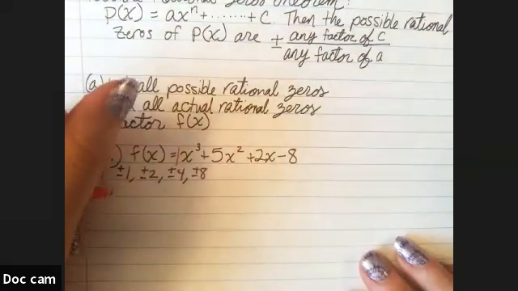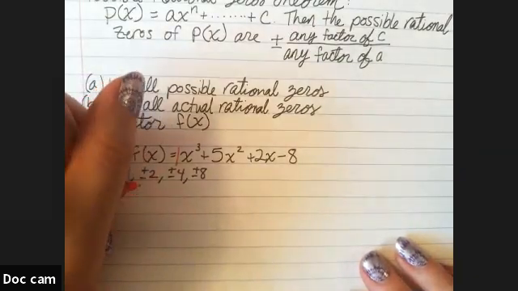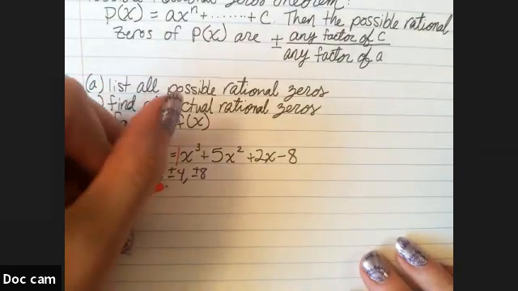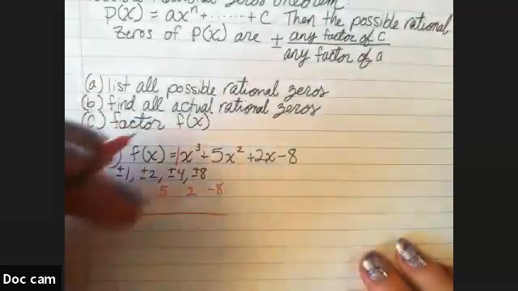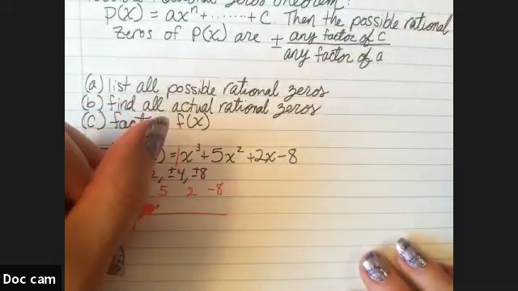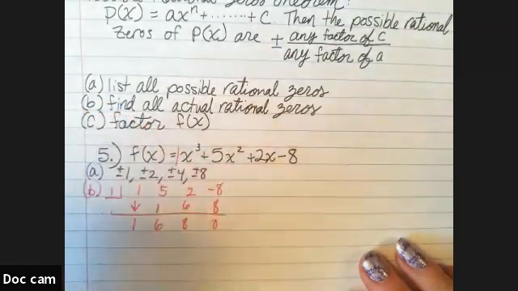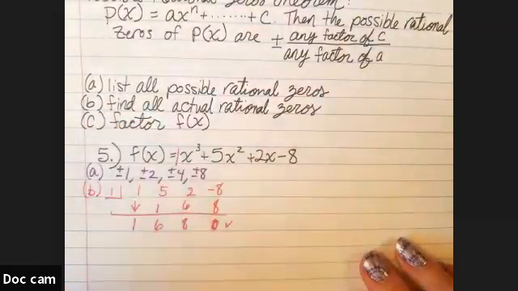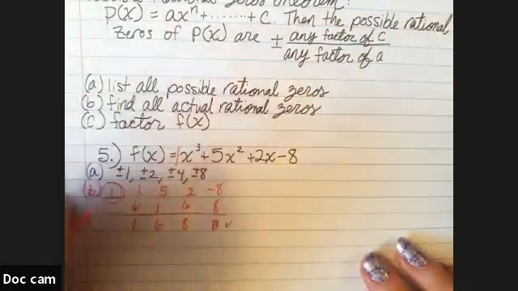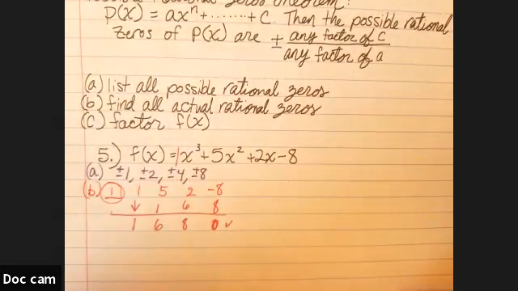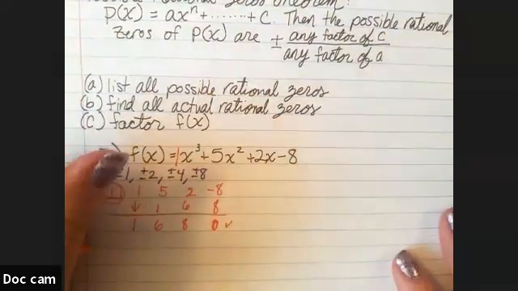All right, so 1 in the box, and then 1, 5, 2, -8, 1, 1, 6, 6, 8, 8, 0. Hey, we got it on our first try. Yay! Okay, so now we know that 1 is a 0. All right, so now I would proceed to factoring the polynomial.